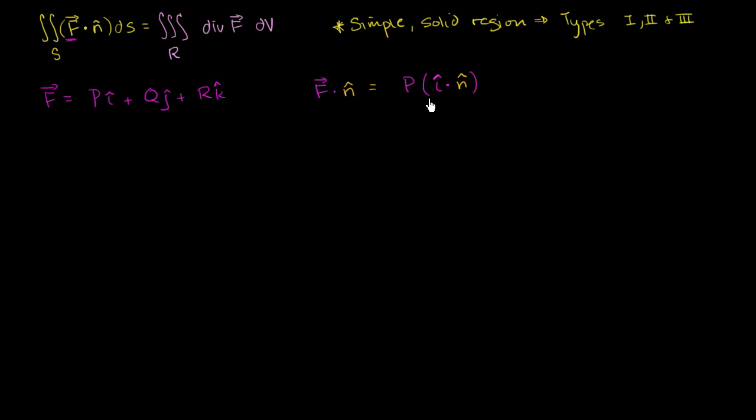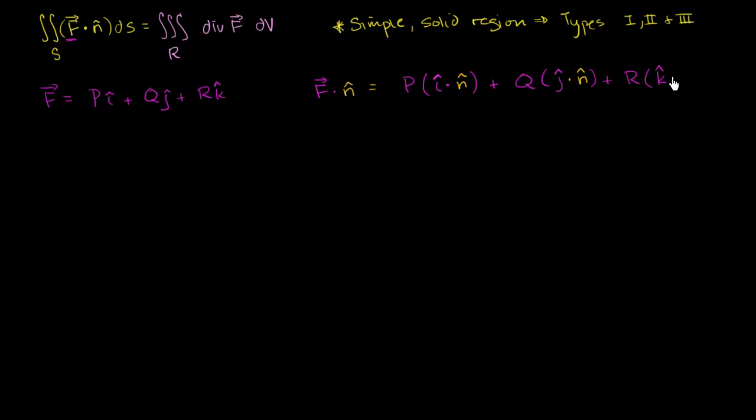I want to be clear what's going to happen right over here. If you take the dot product of i and n, you're just going to get the i component, the scaling factor of the i component of the normal vector n, and we're just going to multiply that times P. So that's essentially the product of the x components, or I guess you could say the magnitude of the x components. And then to that, we are going to add Q times j dotted with n. And once again, when you dot j with n, you get the magnitude of the j component of the normal vector right over there. And then plus R times k dotted with n.